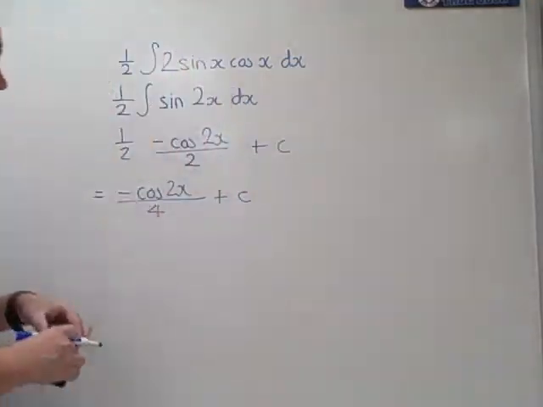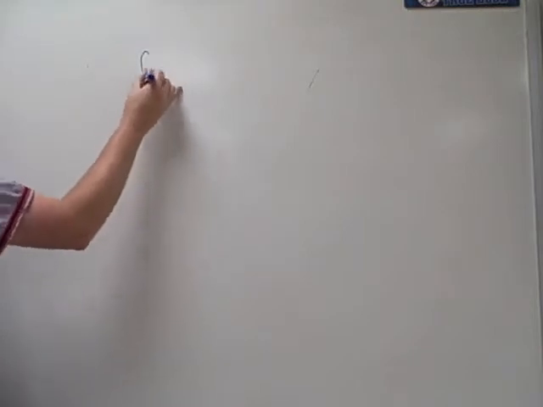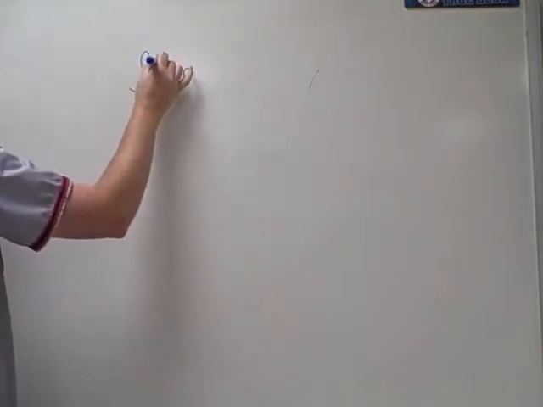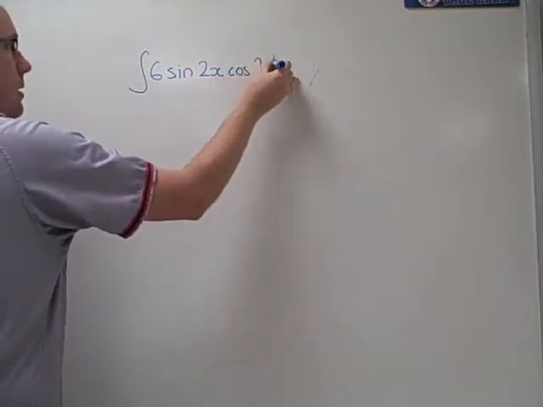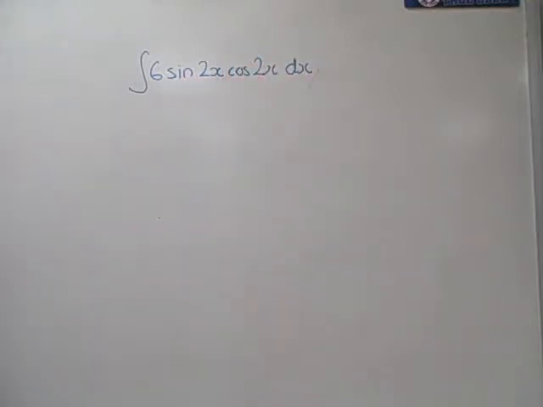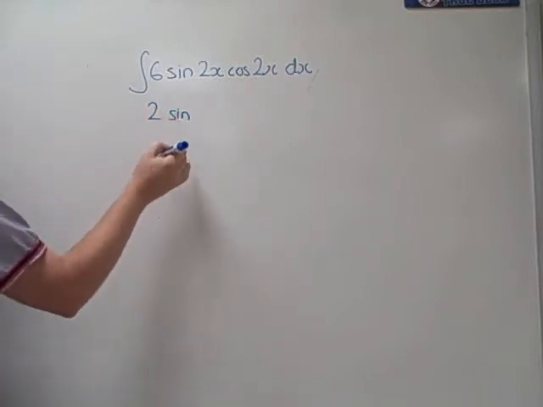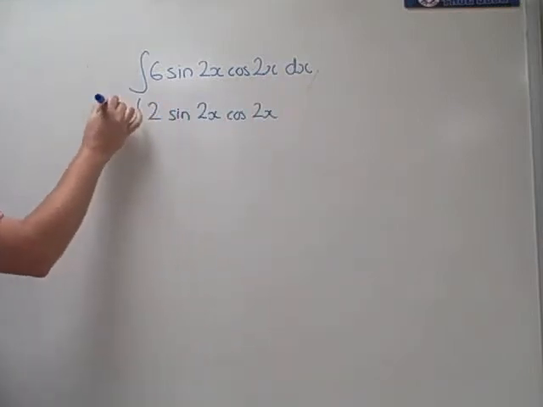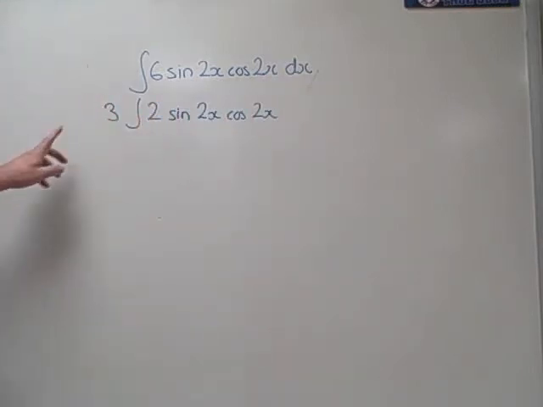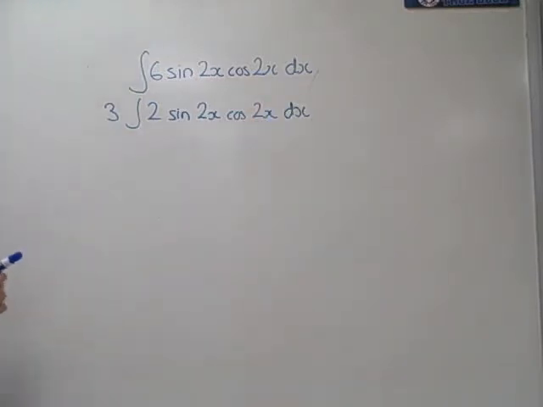Now, if we make this question slightly more difficult, so if we were to go with something like 6 sine 2x cosine 2x, then it's the same sort of idea. What we're trying to leave here is 2 sine of something. So at the start of the question, I'll need to put a 3, because 3 times 2 equals this. And then it's the same sort of idea.